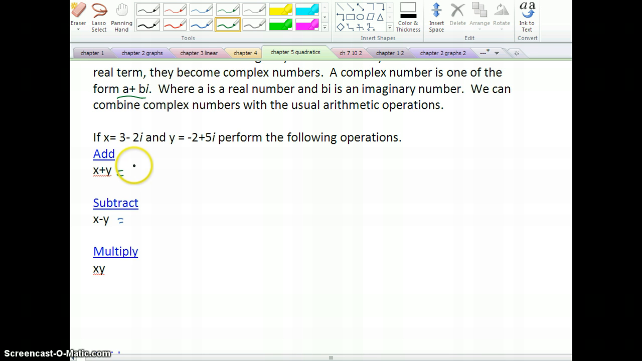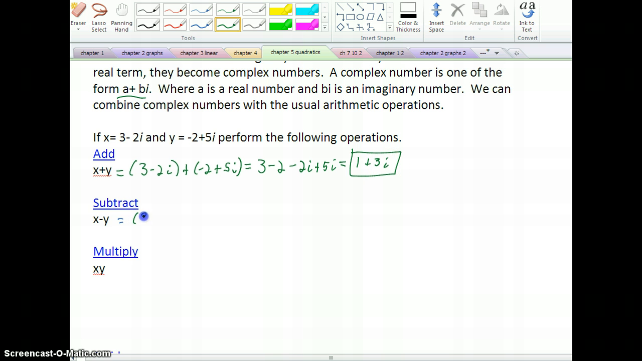In order to add, we're going to start by taking our 3 minus 2i and adding to it negative 2 plus 5i. In this instance, since we're adding, these parentheses are not really necessary. There's nothing that we can do in the parentheses, and there's no distribution required. So really what we need to do is combine our like terms. We're going to combine the real numbers of 3 and negative 2. We're going to combine the imaginary numbers of negative 2i and 5i, giving us 1 from 3 minus 2, and negative 2i plus 5i is plus 3i. So this is our answer in standard form, the real number plus the imaginary part.